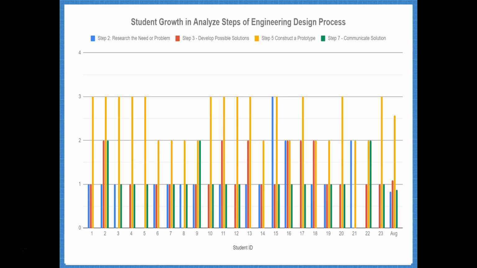As I analyzed this data, I realized 2 important things. First, the higher level thinking steps, which were developing possible solutions and constructing prototypes, asked students to analyze and apply their learning from previous steps, much more than step 2 or step 7 did. Within these 2 steps, students showed more growth at 27.5% and 65% for steps 3 and 5, respectively. For the steps that required lower level thinking, such as recall in steps 2 and 7, students did not show as much growth after feedback and revision.